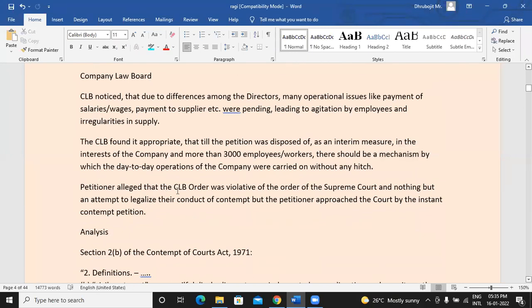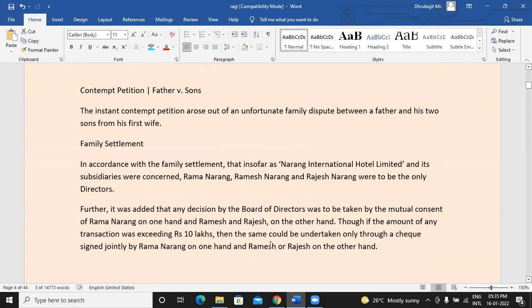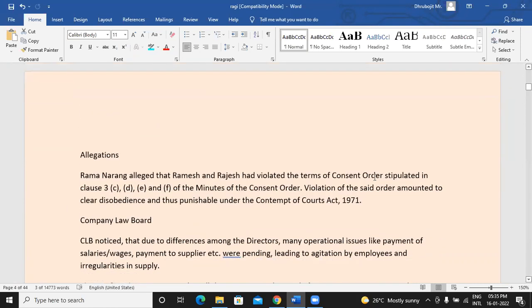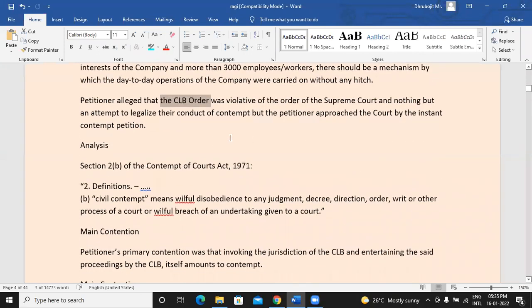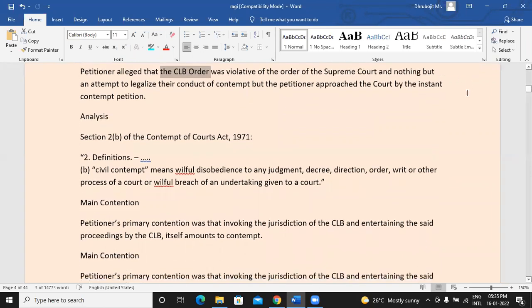And the father said that this company law board order was violative of the order of Supreme Court and nothing but an attempt to legalize their conduct by contempt. So whatever the sons were doing is not valid, and company law board should not come in between and interfere in this entire thing. Because already there was this consent order, everybody consented and everybody was following it. After that, some third body should not come and intervene. That amounts to contempt of court.